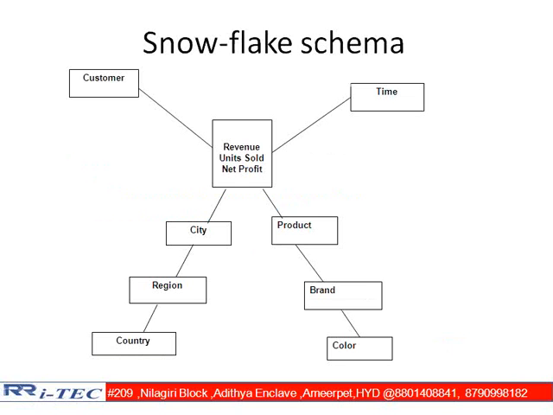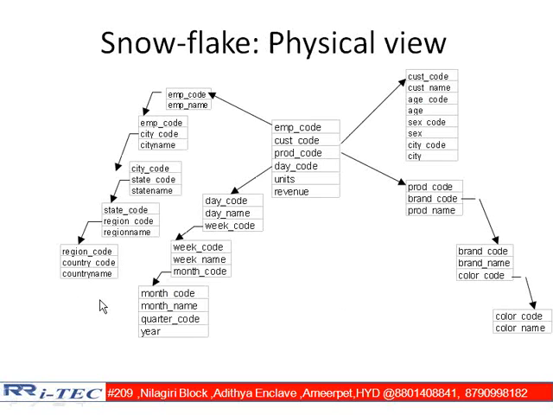Then for the Snow-flake schema in general terminology, this is the time dimension table, this is the customer dimension table. Here it is geography. In the geography, country information is available here, region information here, city information here. Product information is available here, brand information here, color information here. These are all normalized tables. If you go to the next slide, I give some columns also.